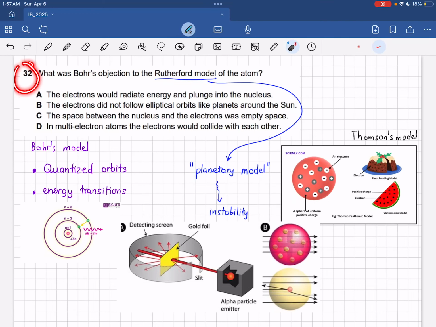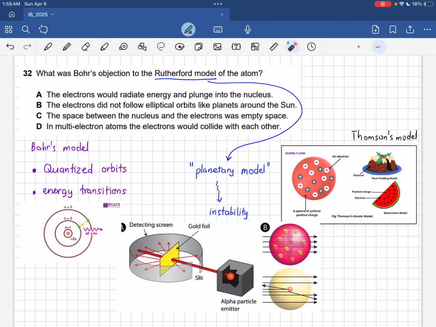Question 32. What was Bohr's objection to the Rutherford model of the atom? A. The electron could radiate energy and plunge into the nucleus. B. The electron did not follow elliptical orbits like planets around the sun. C. The space between the nucleus and the electron was empty space. D. In multi-electron atoms, the electrons could collide with each other.